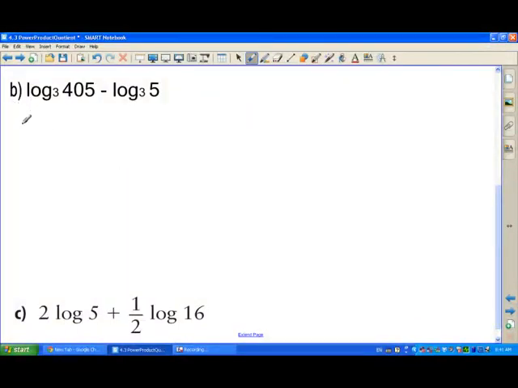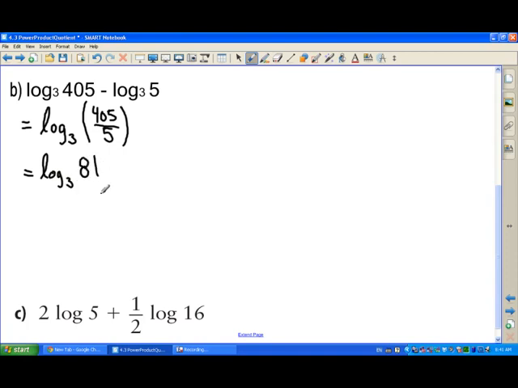Example B, we have a logarithm of 405 base 3, subtract the logarithm of 5 base 3. So here we can combine these into one logarithm by dividing 405 by 5. 405 divided by 5 is 81. So we're looking at the logarithm of 81 base 3.